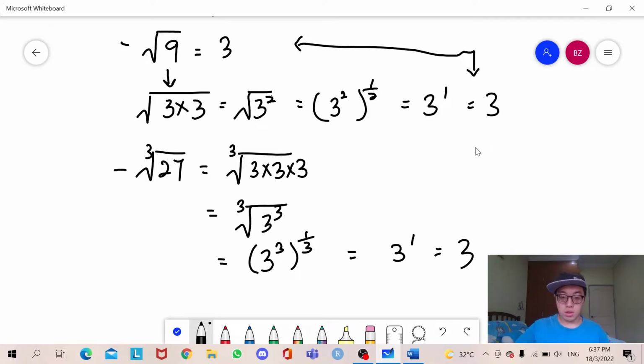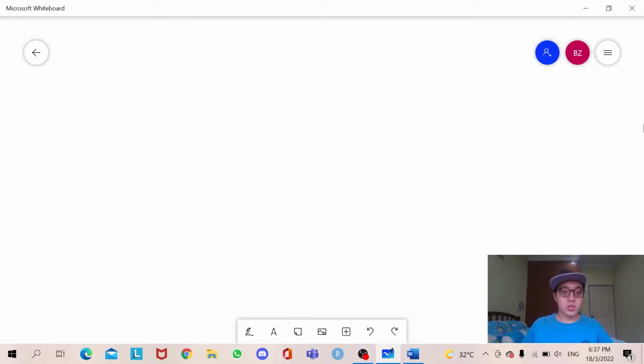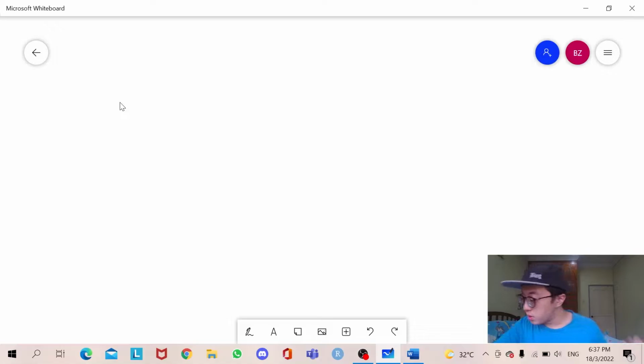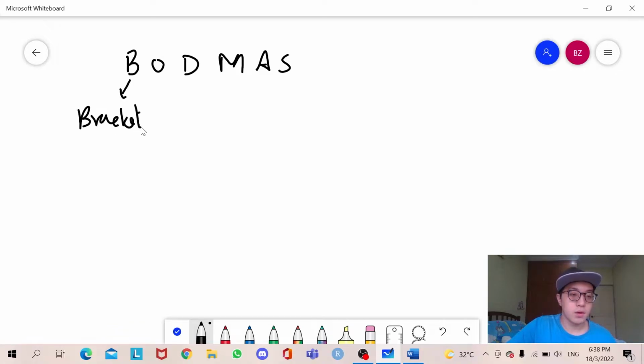Next thing I'll talk about BODMAS, and I'll be back after I clear the canvas. In the first part, we talked about the squares, the cubes, and the roots, and here we will do a little bit of calculations. But before that, I will introduce to you something called BODMAS. You might have heard of it because it's not something very hard. B stands for brackets.